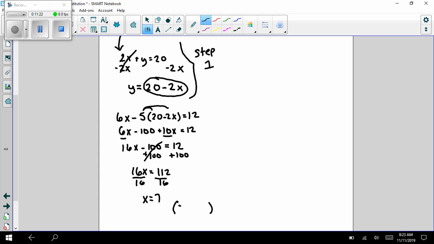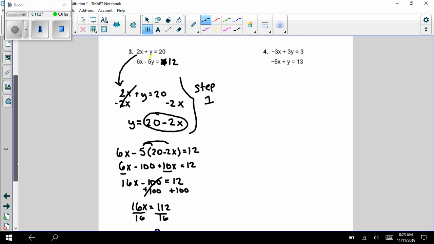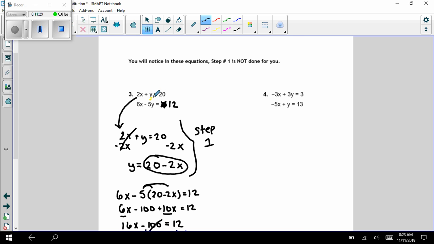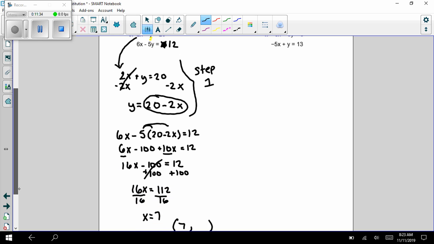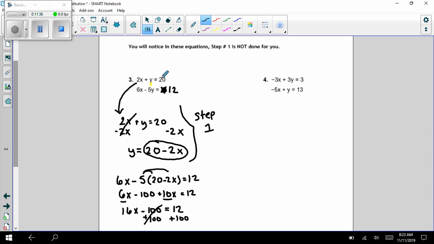X is 7, so it goes in my first slot of my coordinate point. I'm going to take that, just like we did on the reverse side, and plug it into either equation. Remember, this is your choice. Since we're looking for the y, to me, it looks like the first equation would be easier because I have y without a coefficient. So I'm going to choose the first equation, but I'm not going to write the x. If you recall, we just found it. I'm leaving a space for it. And I'm going to plug in 7.